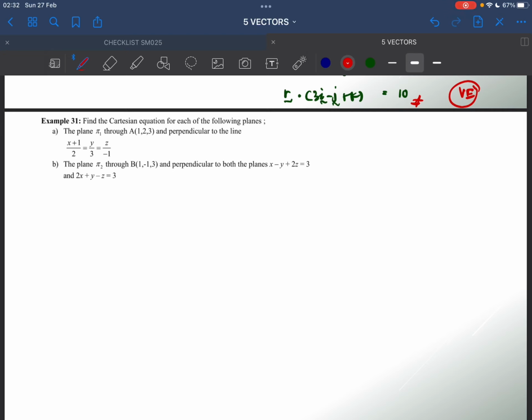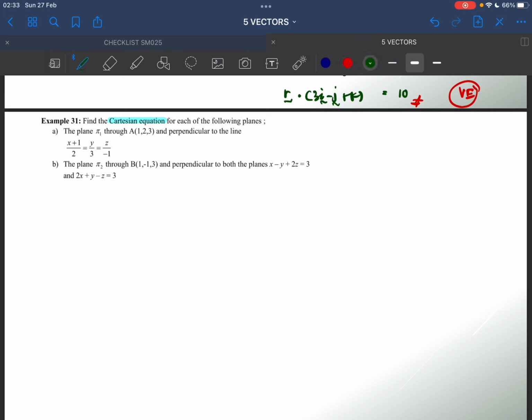Okay, and for the last example here, we have two questions. We have to find the Cartesian equation for each of the following planes. So as you can see from the first question here, the plane pi1. Sometimes P1, plane 1, is labeled as pi1. So don't get confused, it's just a label. So we have plane 1 through A and perpendicular to the line (x plus 1) over 2 equals y over 3 equals z over negative 1.